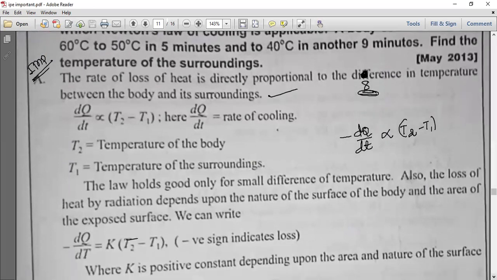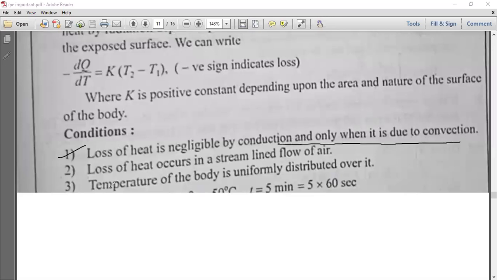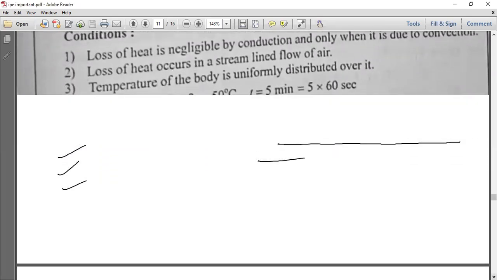And then the conditions. Loss of heat by conduction is negligible and occurs only by convection. Loss of heat occurs in a streamlined flow of air, and the temperature of the body is uniformly distributed over it. These three conditions you can write down. Let's move to the problem which is given. Here it is 9 minutes, but in the main exam it is 8 minutes.